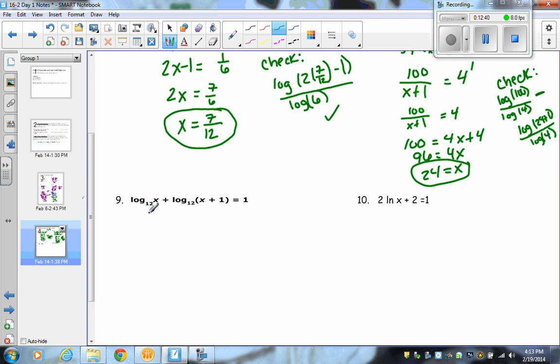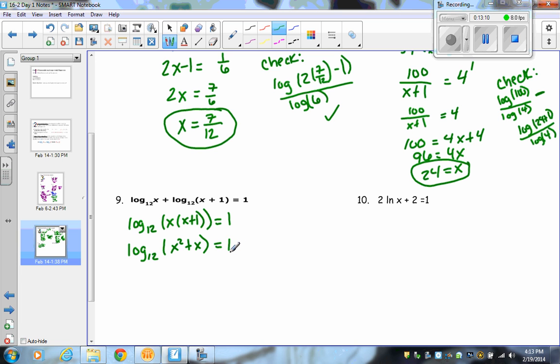Let's try another one. You have the log base 12 of x plus the log base 12 of x plus 1 equals 1. So they both have the log base 12s and their addition, so this tells me I can multiply these two. So this is really the log base 12 of x times x plus 1 equals 1. So this is really the log base 12 of x squared plus x.